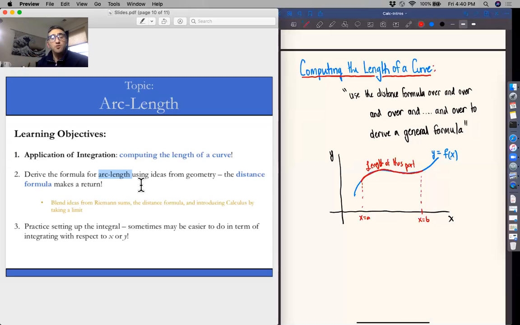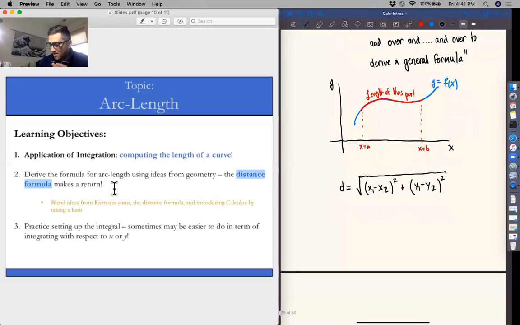But for us, what we're going to do in class is start by deriving the general formula for arc length. That's right, we're going to derive a completely general formula for the arc length of a curve. And where this is going to start is with an idea from geometry, the distance formula. So if you remember, the distance formula between 2 points is equal to the sum of the squared differences of the x and y values between those points. So we have the difference between the x values, the difference between the y values, and we square those.